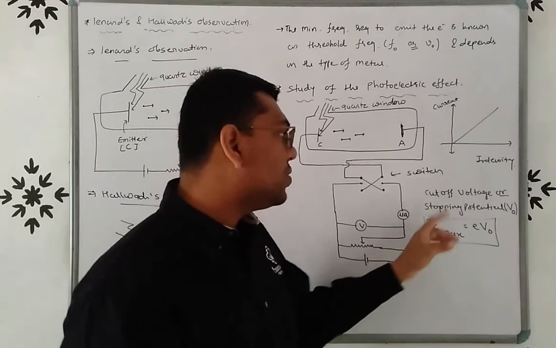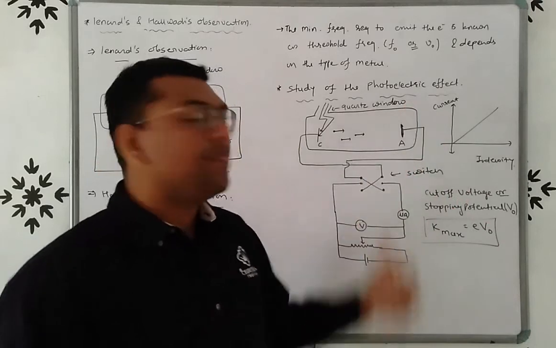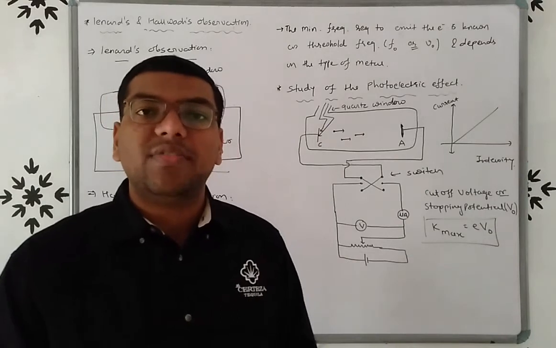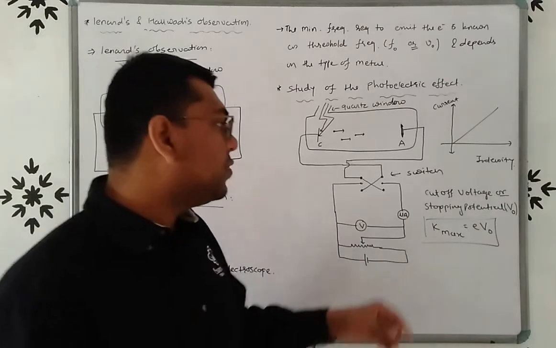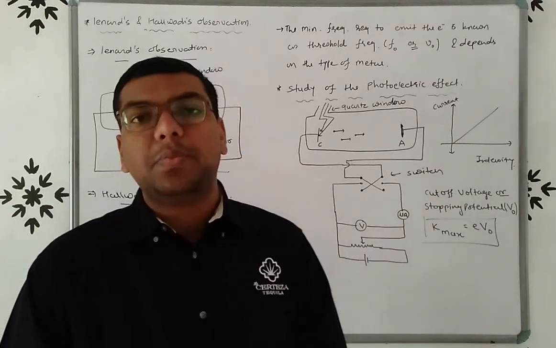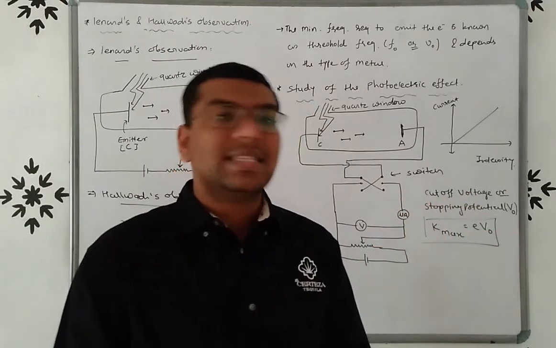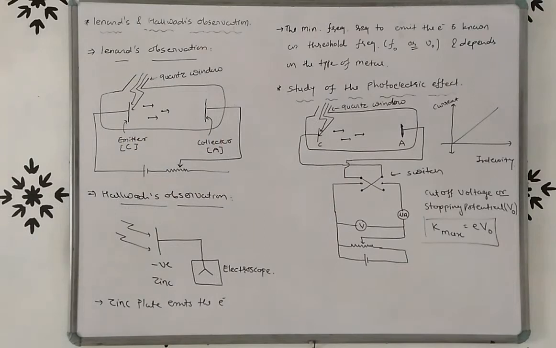This potential is known as cut-off voltage or stopping potential. At this potential, electrons cannot travel towards the collector, so the current will be zero. So when the photoelectric current becomes zero, this potential is known as cut-off voltage or stopping potential. At this stopping potential, the maximum kinetic energy, K maximum, is equal to eV0, right? So friends, this is the effect of the potential on the photoelectric current, right?